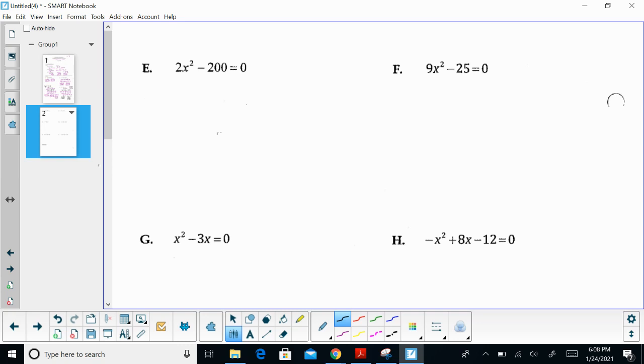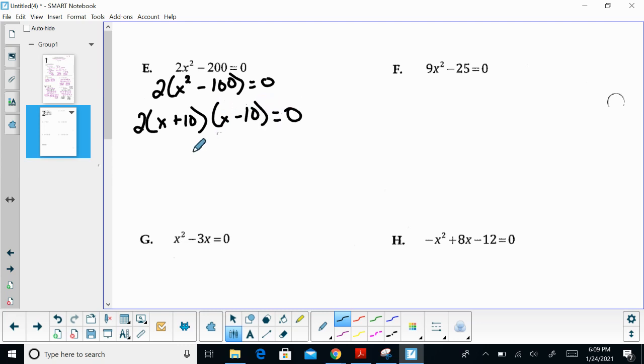All right, our next problem. We have it solved for 0. Okay, and we're going to factor out our greatest common factor, which would be a 2. Now, this is a perfect square. Set our two factors equal to 0 and solve. X has to equal negative 10 and x has to equal 10.